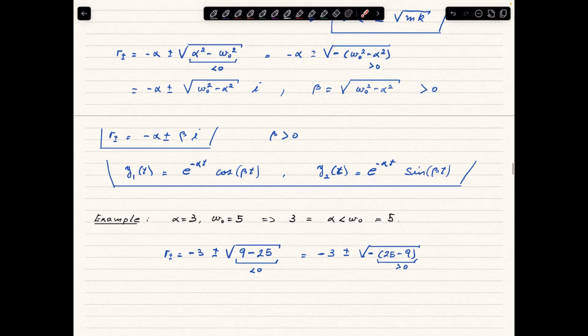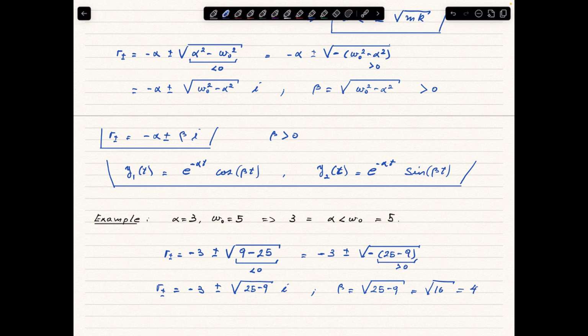So now this r plus minus has to be negative 3 plus minus the square root of the positive number, 25 minus 9, multiplied by an I, which is what we said here. And now we do the calculation. What is beta in this case? Well, beta from above is going to be the square root of 25 minus 9, which we know pretty well, that is the square root in this case of 16, which is 4.